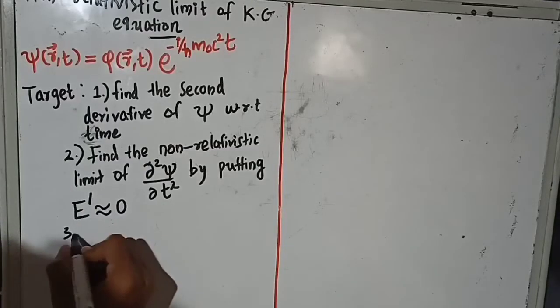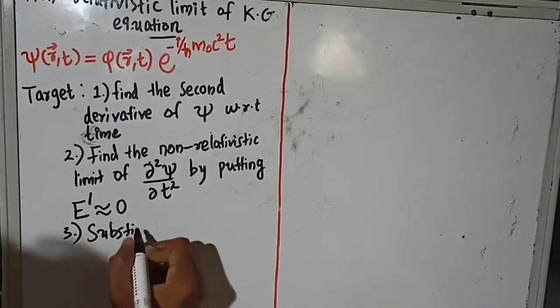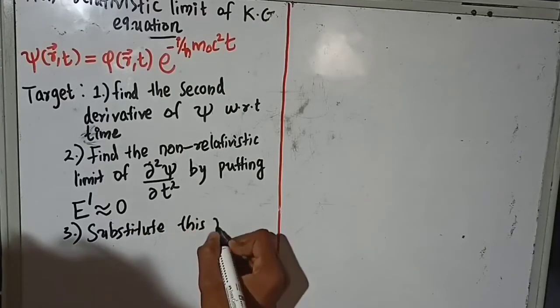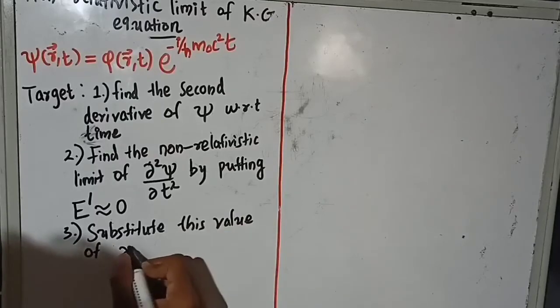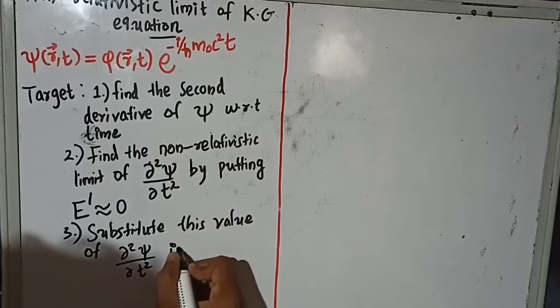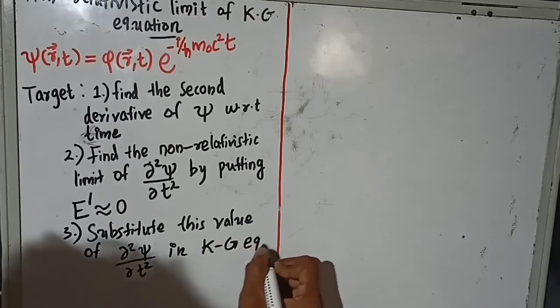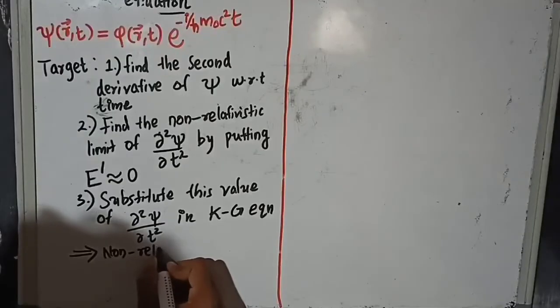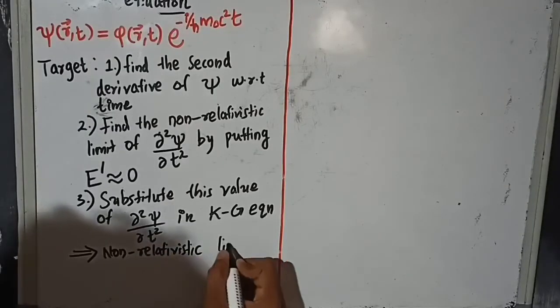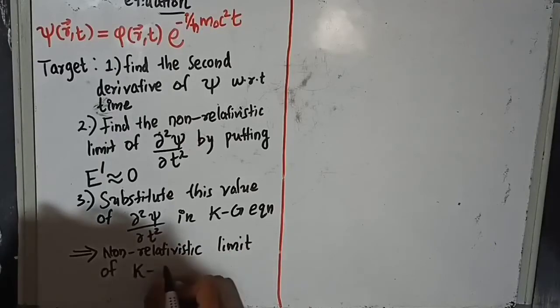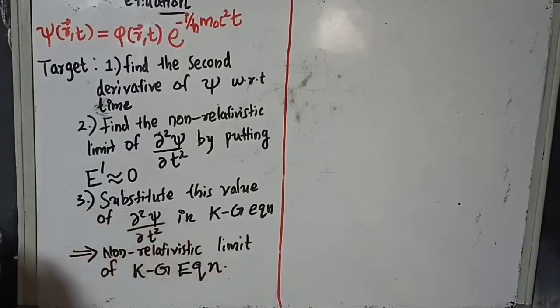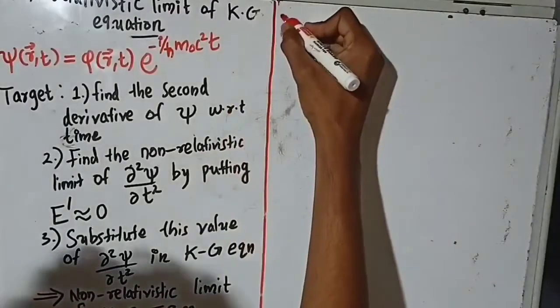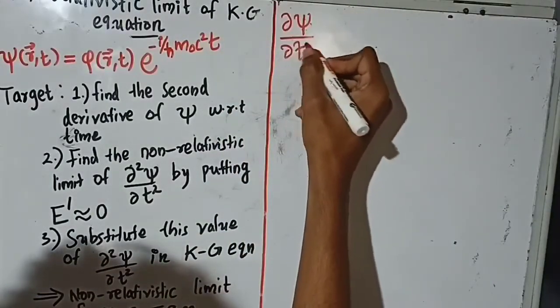Then simply substitute this value of dou square psi by dou t square in the Klein-Gordon equation. That gives the non-relativistic limit of Klein-Gordon equation. Clearly, this non-relativistic limit of Klein-Gordon equation must be some type of non-relativistic quantum mechanical equation. Maybe it may be the Schrodinger equation. Just keep this wild guess in your mind.